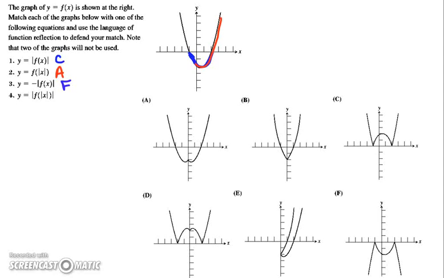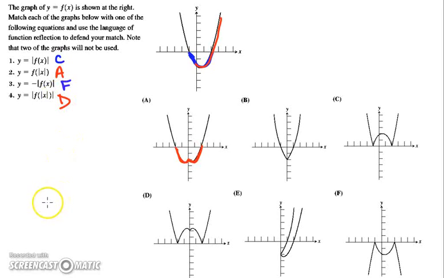And then 4 is going to be related to number 2, right? Because inside here we have f of the absolute value of x. Here is f of the absolute value of x. So we want to actually take the absolute value of A. So remember that the absolute value of the function takes all of your negative y values and flips them up to make them positive y values. So that's going to give us D.